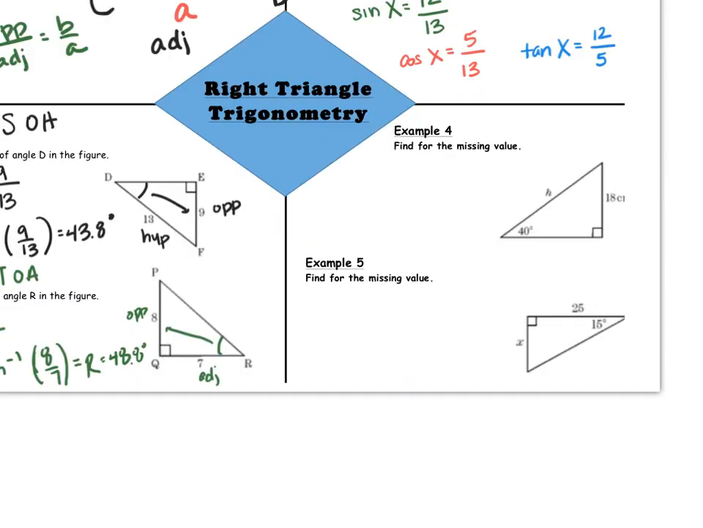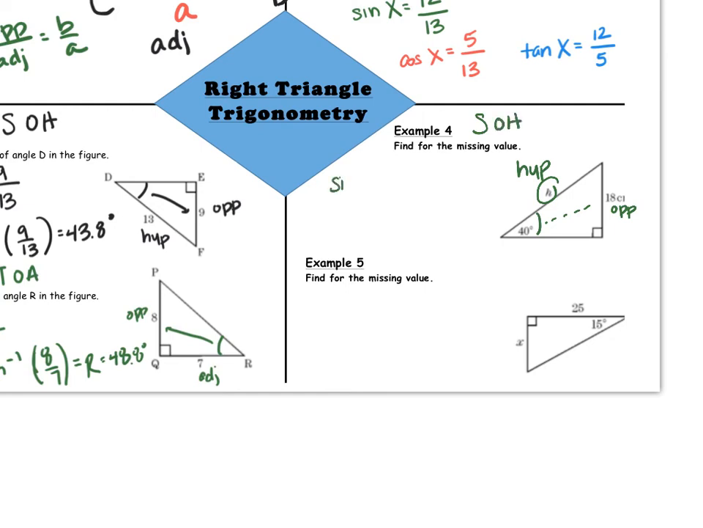Now, look at example 4. Let's find the missing value. So here you're given the angle 40. And they want you to find H, which is across from the right triangle. So this is the hypotenuse you're looking for. Well, you're also given this side length 18. With respect to this angle 40 is the opposite side. So you have the side lengths opposite and hypotenuse. That means you're going to use the function sine here.